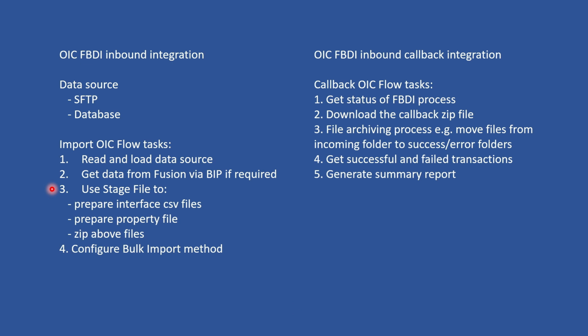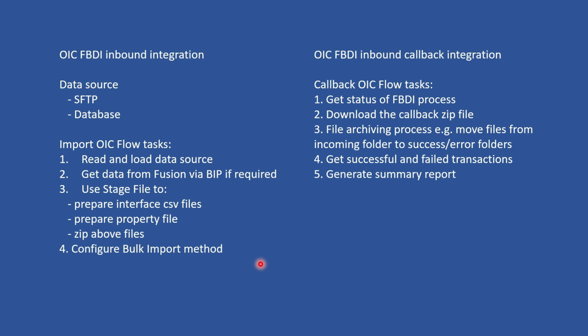The third step is file preparation. We will use the stage file action in OIC to generate those interface CSV files and the corresponding property file. A property file is nothing but a file including all the parameters for import. And then we package all the necessary files into a single zip package. Finally, this zip package will be submitted to Oracle Fusion using the bulk import mechanism. And then this will trigger all the relevant scheduled processes in Oracle Fusion applications to load and process the data.